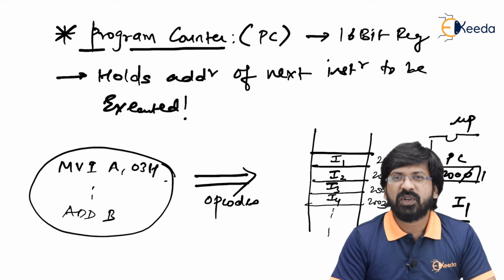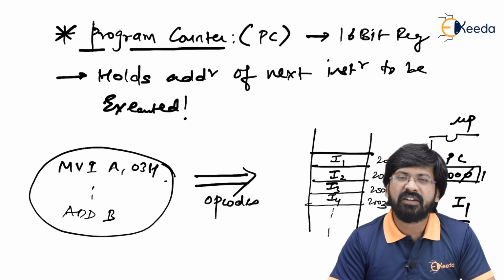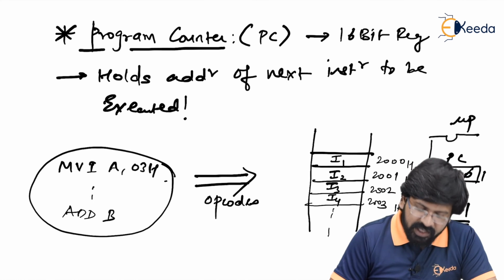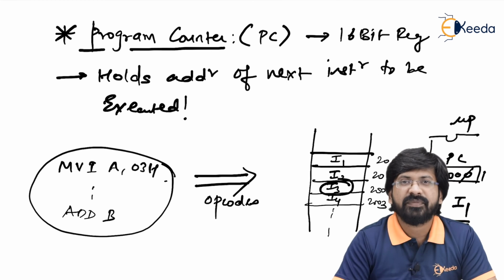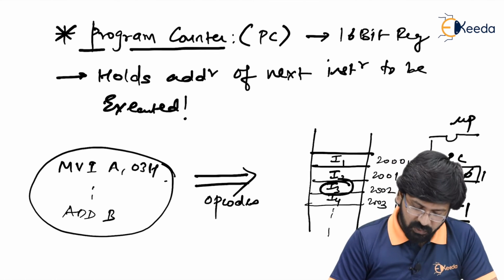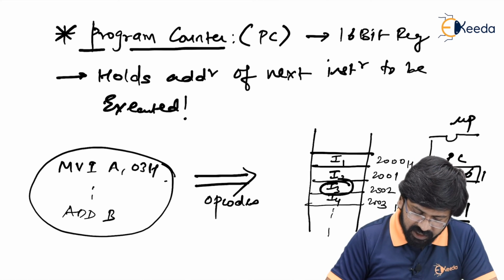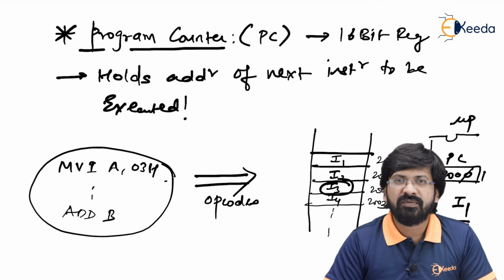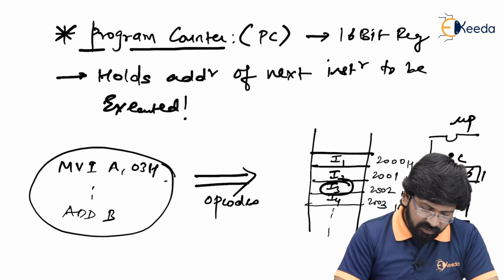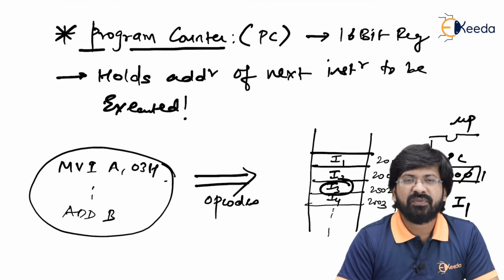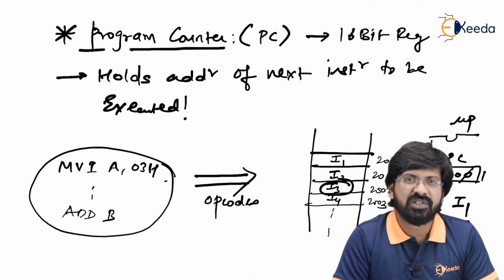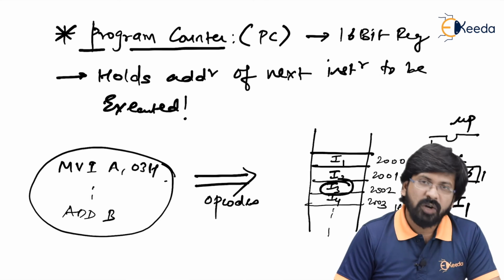So when the MPU is executing the current instruction, the program counter will always have the address of the next instruction to be executed. Likewise, suppose the MPU is executing instruction number 3, then the program counter will have the address of instruction number 4. As you can see, instruction number 4 is residing at the 2003 hex location. So the program counter will keep on incrementing itself automatically, right? This is how the program counter works. It always holds the address of the next instruction to be executed. So the MPU gets guided as to which location it has to fetch the instruction from. This is the job of the program counter.